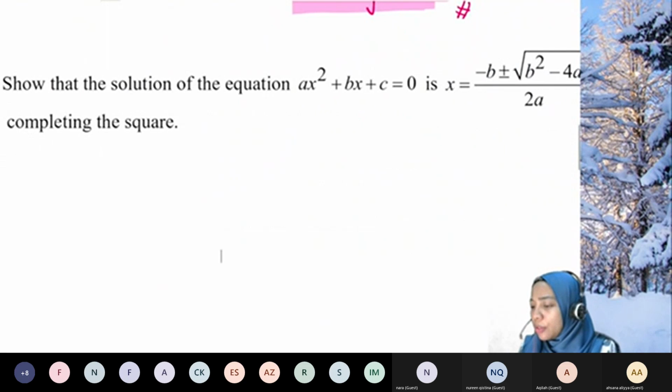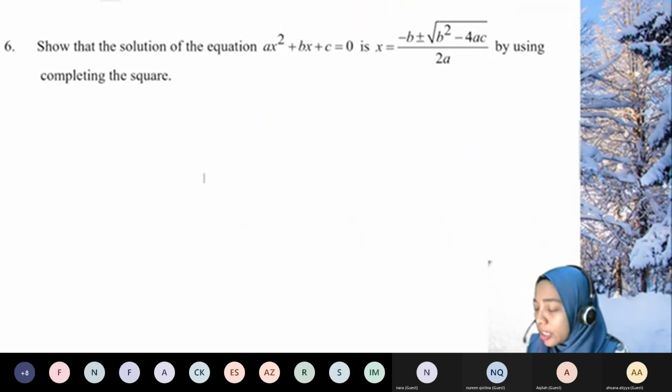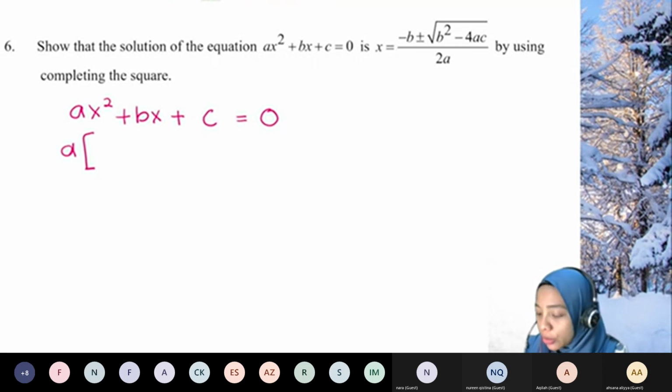Okay, show that the solution of ax square plus bx plus c is that. So ini adalah bentuk completing the square juga. Dia memerlukan kaedah completing the square juga. So apa yang you buat adalah ax square plus bx plus c equals to 0. I tak buat apa-apa, I hanya salin soalan. Kemudian kita factor, betul semua?